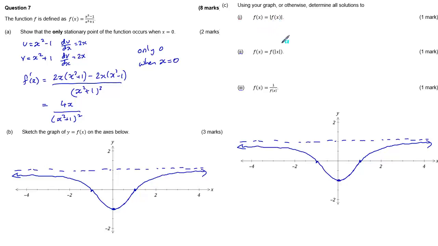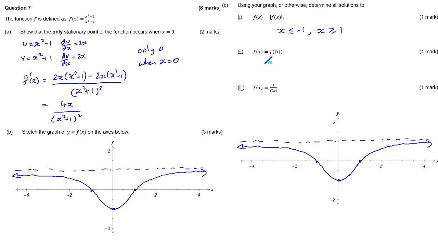So f of x is equal to mod f of x. So mod f of x, what's going to be the difference there? It's actually just going to do this. And so they would be exactly the same from 1 onwards and from negative 1 backwards. So we can say that x is less than or equal to negative 1, or x is greater than or equal to 1.